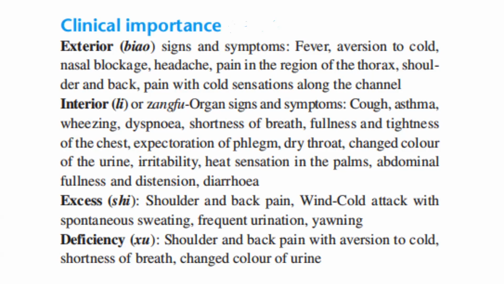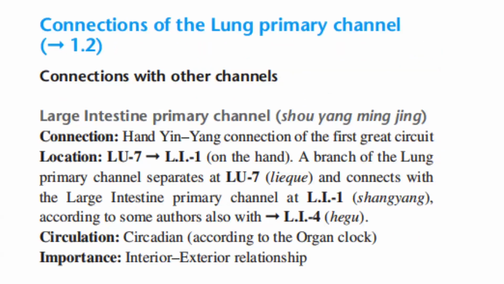the chest, expectoration of phlegm, dry throat, changed color of the urine, irritability, heat sensation in the palms, abdominal fullness, and distension and diarrhea. Excess symptoms are shoulder and back pain, wind cold attack with spontaneous sweating, frequent urination, and yawning. Deficiency symptoms are shoulder and back pain with aversion to cold, shortness of breath, changed color of urine.